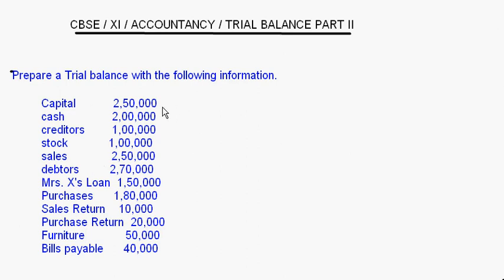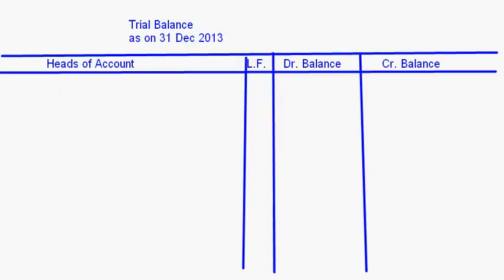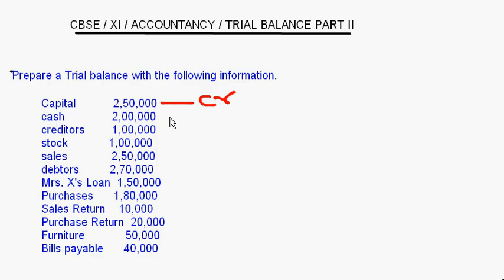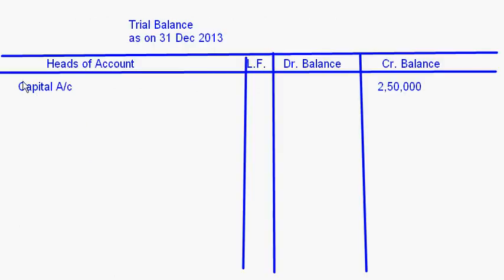Now capital has got a credit balance, right? So this will go into the credit balance side, fine. So let's write it here. Capital account, the credit balance side, we will write the amount which is 2,50,000, fine. The next one is cash. Cash has got a debit balance. It's an asset, 2 lakh rupees, right? So here we will write cash account and in the debit balance side we will write 2 lakh, right?